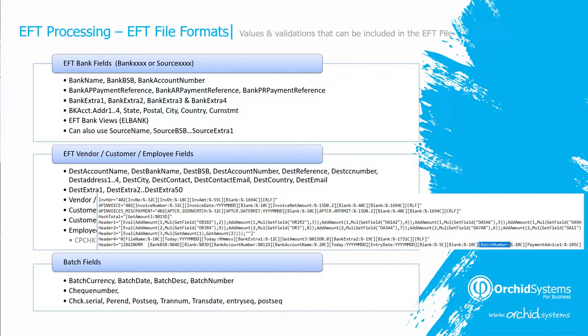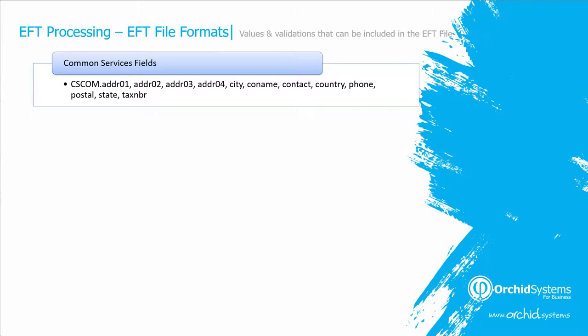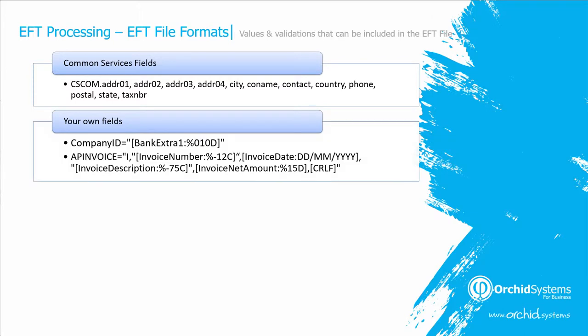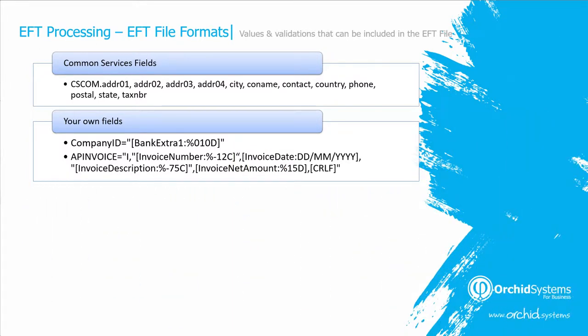The most popular one used here is the batch number. And in common services, you can use the common services address, contact, company name, state, tax number. And you can define your own fields. So if, for example, you want to have Bank Extra 1 as your company ID, you can declare yourself a variable saying company ID and then say which field it is, Bank Extra 1, and I'll go through the formatting of the field later.